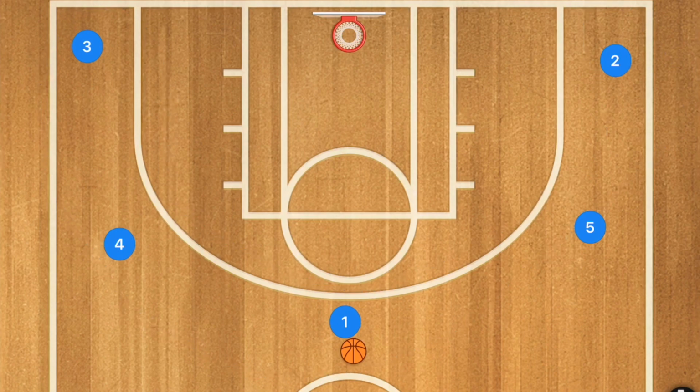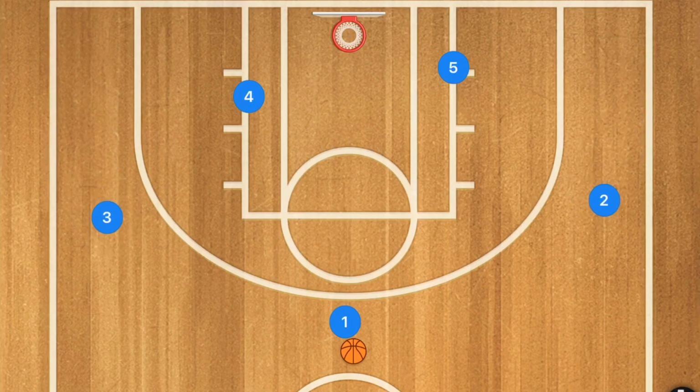So first off, just like the name implies, the 5-out offense is when you've got 5 players on the outside of the 3-point line. With the 3-out 2-in, however, you're going to have 3 players on the outside of the 3-point line and 2 players on the inside, usually both in the low post to start.